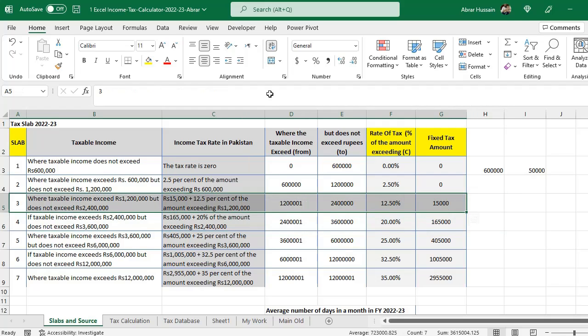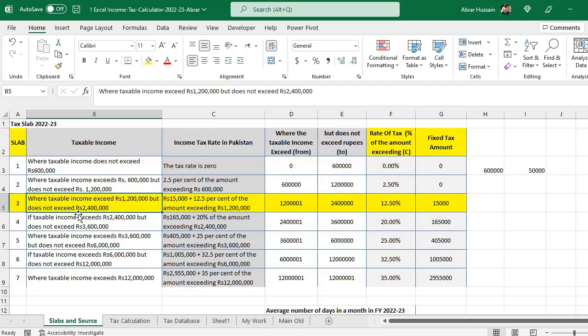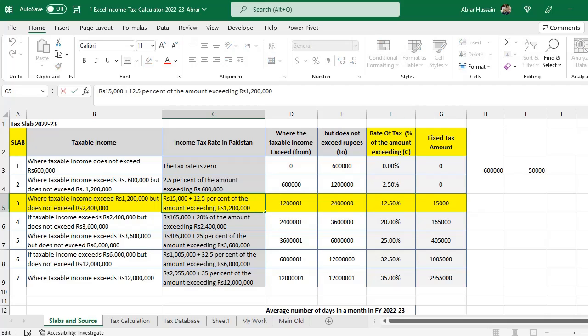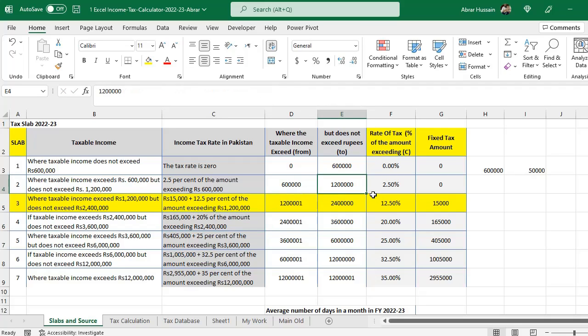At this third slab, they say where taxable income exceeds 12 lakh but doesn't exceed 24 lakh, 12 lakh, 24 lakh, there is a rupees 15,000 fixed amount, you see, this is the fixed amount plus 12.5% of the amount exceeding rupees 12 lakh or 1.2 million. This is always the amount that is exceeding from the end point of the previous slab, or the starting point of this slab.